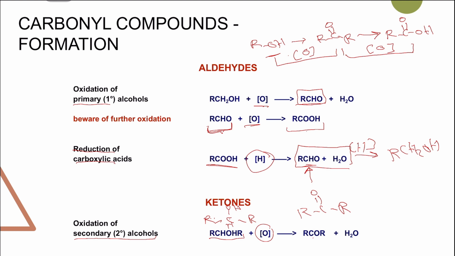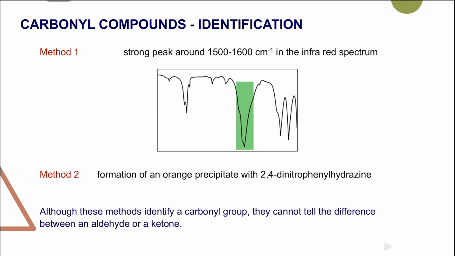Again, the ketone can be reduced to give you the secondary alcohol, but these ketones cannot be further oxidized to give you carboxylic acid because this is the end stage here. So only aldehydes will go further to be oxidized into carboxylic acid, but with ketones it's easier to prepare them because they will not be further oxidized.